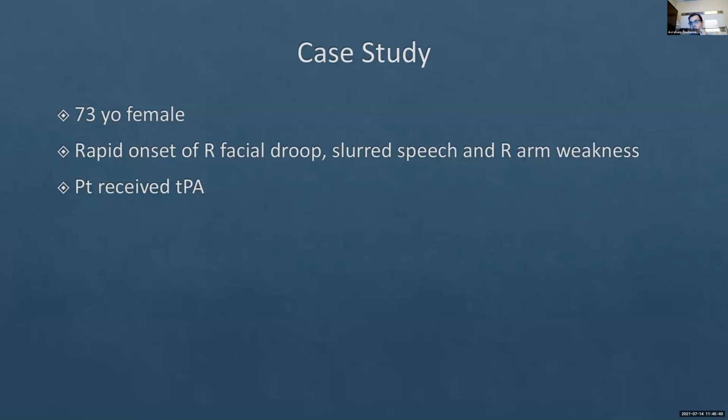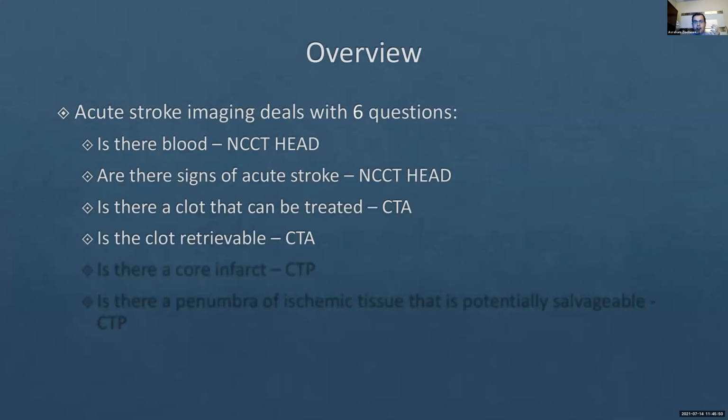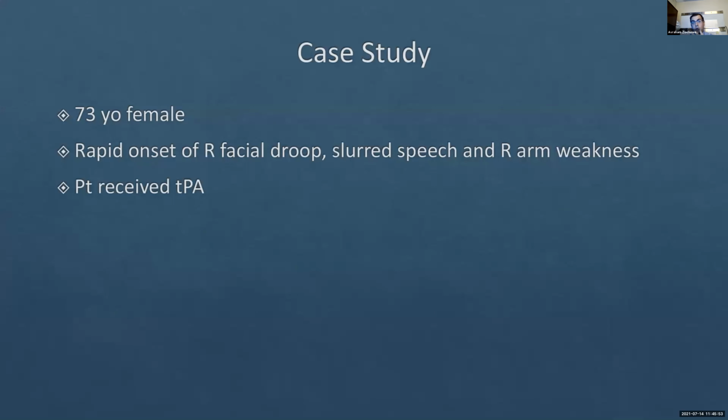So she was going like this, even though that's the left side of my face, I'll go like this. And then she had slurred speech and she had right arm weakness. So these are signs, back to your BE-FAST, these are signs of an acute stroke.